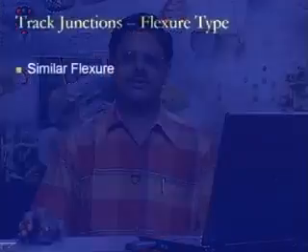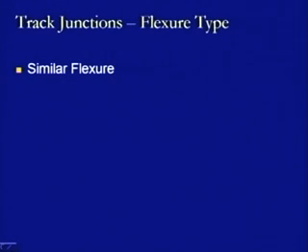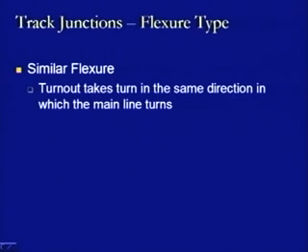Now we will look at all these track junctions one by one, and we start with the first type, defined on the basis of flexure, that is the similar flexure track junction. In this case, the turnout takes a turn in the same direction in which the main line turns. That means whichever way the main line takes a turn or makes a curve, the turnout coming out of it also has the same curvature. That is why it is known as similar flexure, that is, similar curvature is provided to the two.